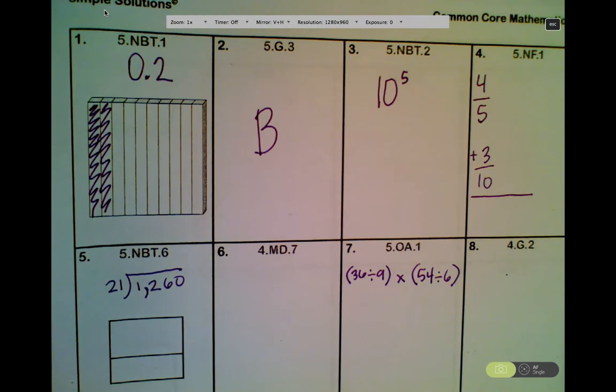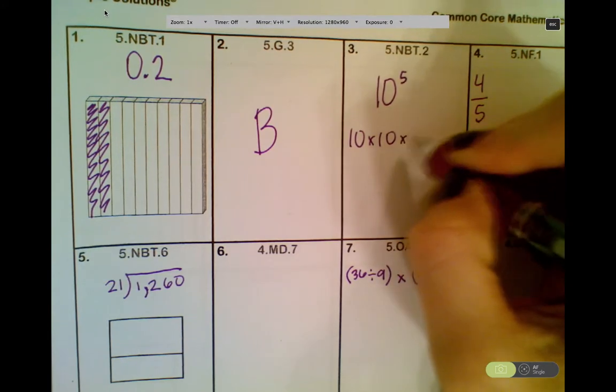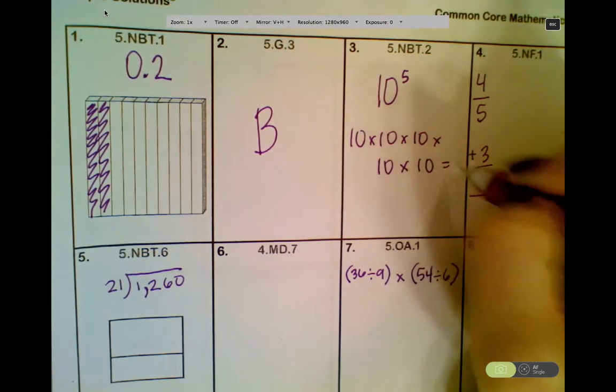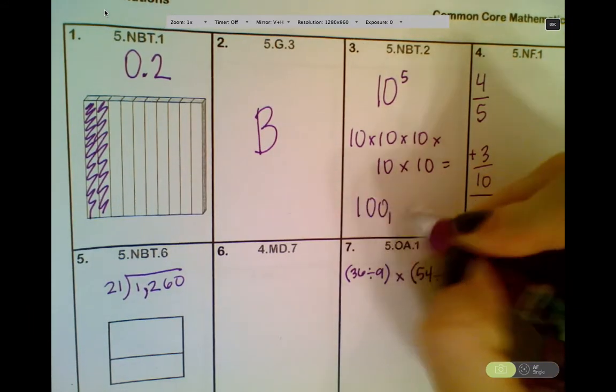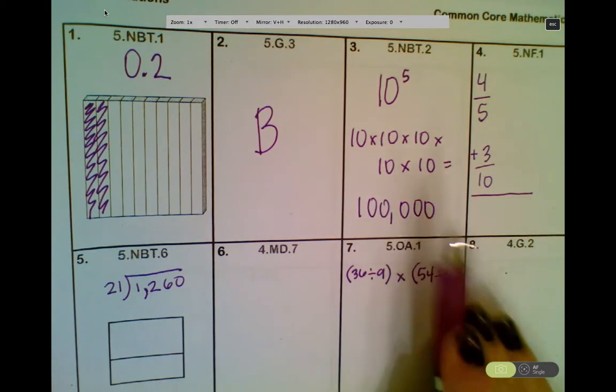Number 3, to write 10 to the 5th power, you would write it out 10 times 10 times 10 times 10 times 10, 5 times, and your answer would be 100,000, 1 with 5 zeros.